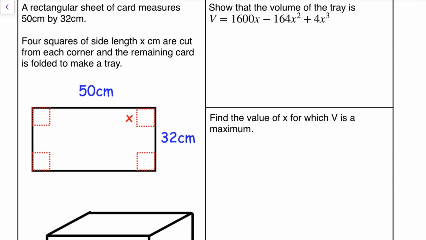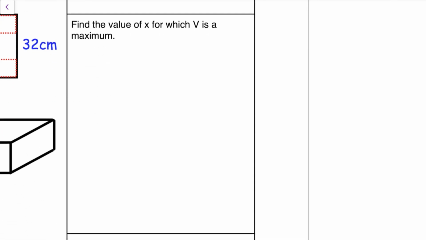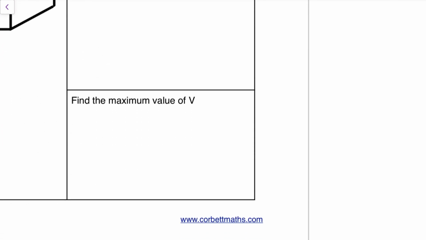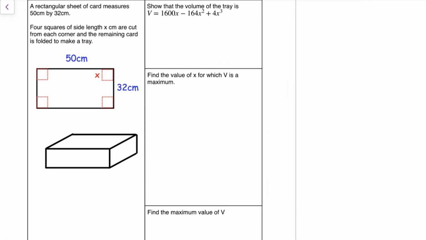Good question. Next question: a rectangular sheet of card measures. Now I know where this is going. I'm going to work out a volume, and I'm going to work out a maximum. In this case, I'm actually working out the maximum value as well. So this is a typical differentiation sort of problem. Let's just jump into it.